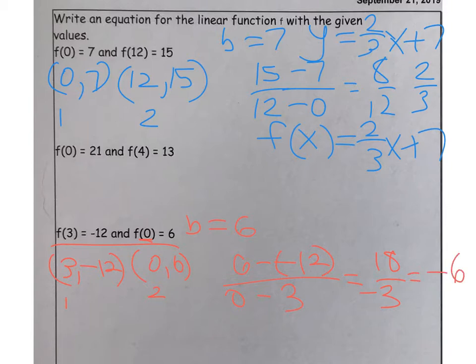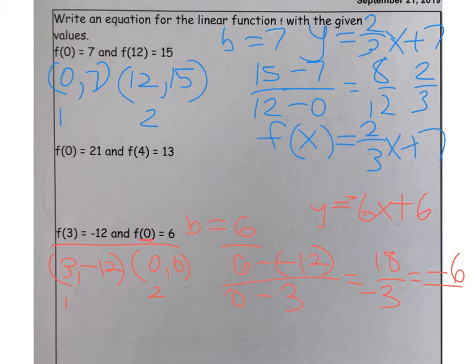So now I know that my equation would be y is equal to mx plus b. My slope is negative 6, so negative 6x, and that's going to be plus 6 for the value of the y-intercept.